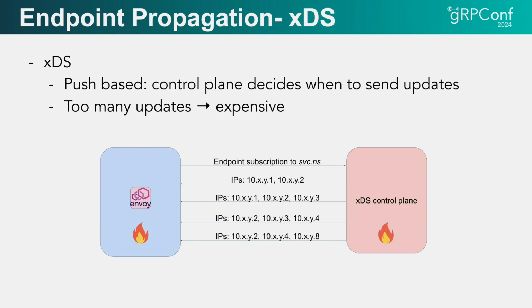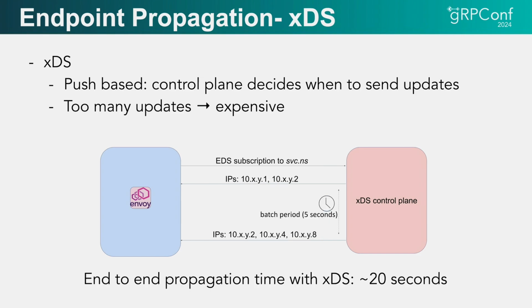Well, it turns out that when there are a lot of endpoints churning, which typically happens in deployments, sometimes we have tens of pods rolling at the same time. If you're pushing every single update, you're going to burn the control plane and the data plane. They're going to start doing a lot of work. So you have to introduce some form of batching in order to make that more efficient, which introduces a new delay. So with this batching in place and the rest of the overhead in the system, we landed on the order of 20 seconds for propagation time.